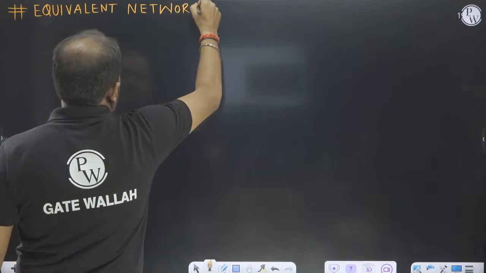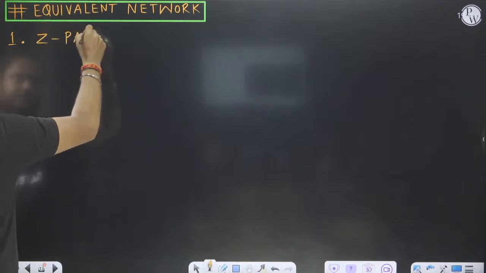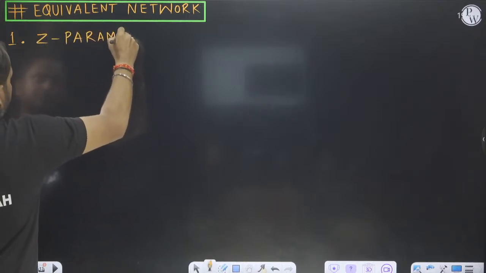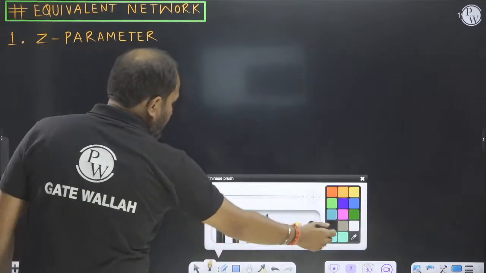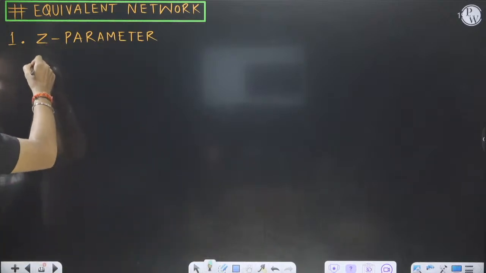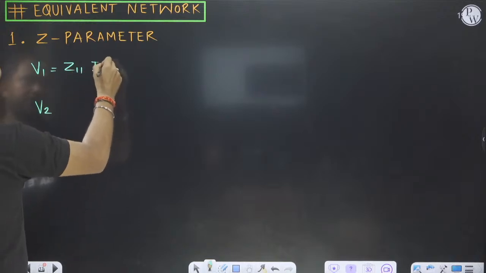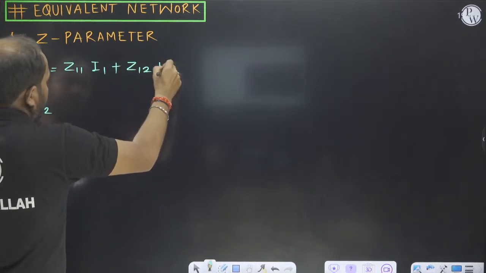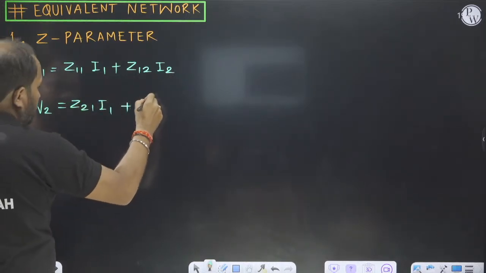It is very important. Okay. So first of all, the Z parameter. First is for the Z parameter. Okay. So the Z parameter will be V1 and V2: Z11 I1 plus Z12 I2, and Z21 I1 plus Z22 I2.